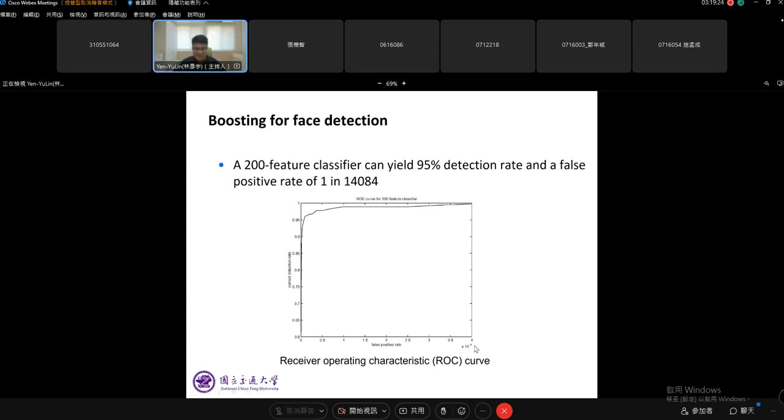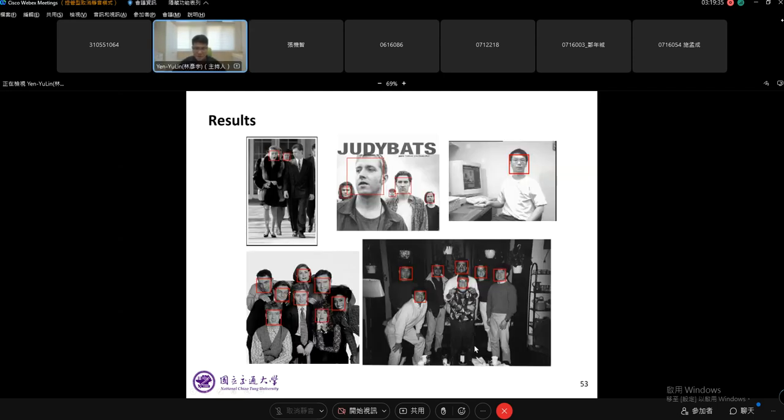With some advanced design, this process can be carried out in real time. So this is the first real-time face detection. Here are some face detection results. There is a misdetection, but in general, the Viola and Jones face detector provides good performance in many evaluation data sets.